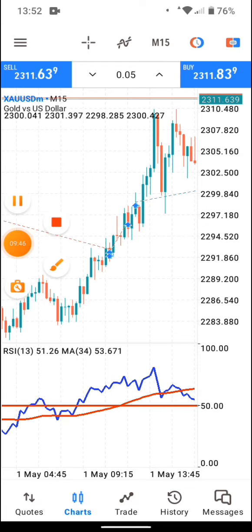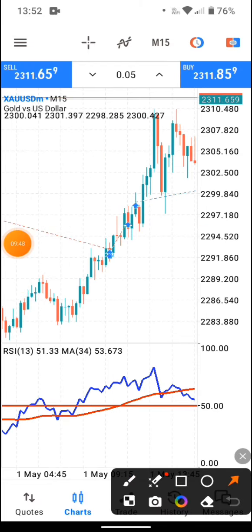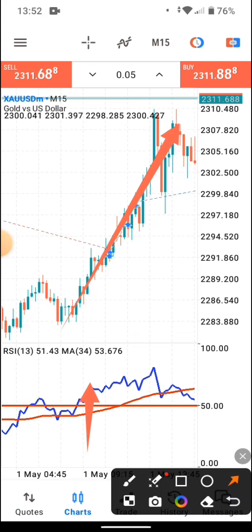We have another sniper entry for you. I'm just showing you multiple so you know that this strategy actually works. So the RSI is above the 34 moving average. What happens? We saw a spike.